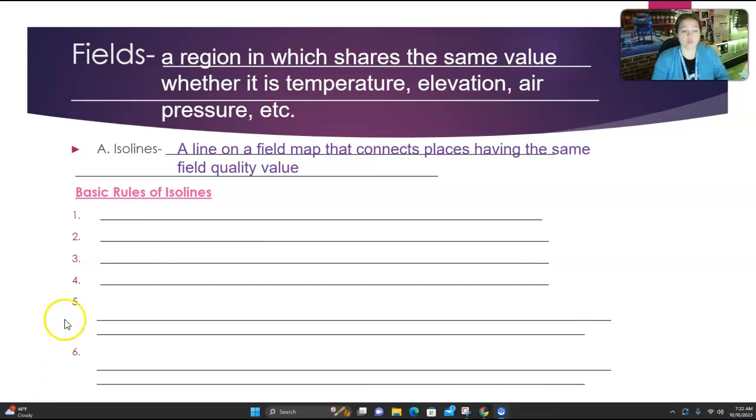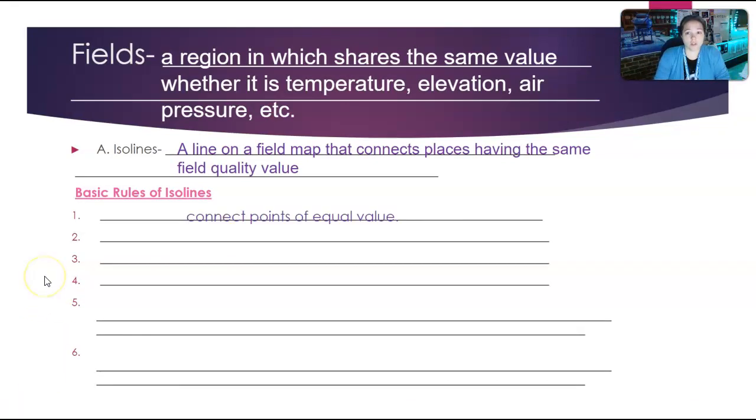So there are some basic rules to isolines. First, connect all points of equal value. They have to be the same number. They are drawn at regular intervals. So you could have an interval every 10, usually every 50, you'll see that one. You could have every 100. Sometimes you'll see every degree when it's temperatures, but it'll tell you what the difference in between is or what numbers you should look for.